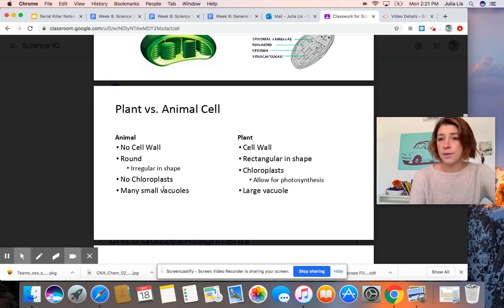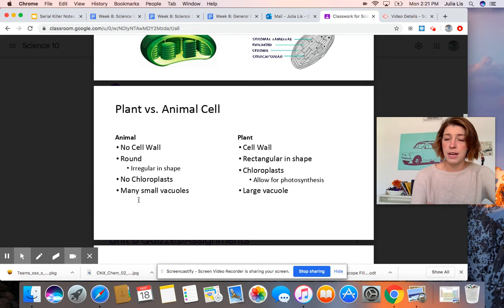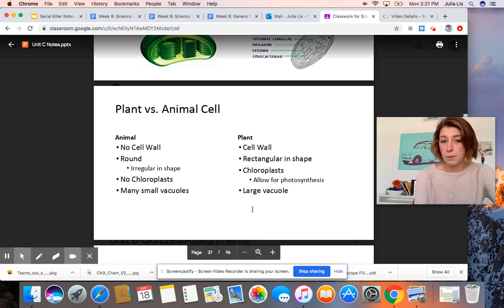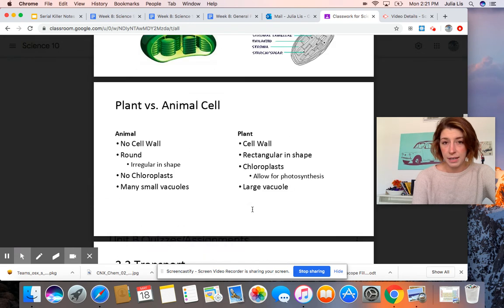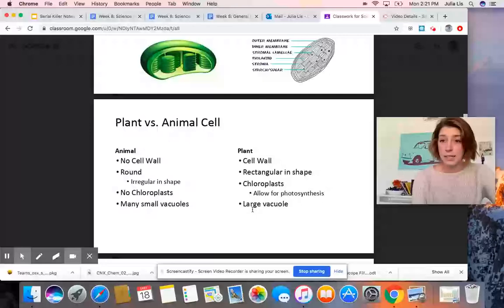Animal cells don't have chloroplasts. You and I are not green, but plants are. And animal cells, as I mentioned, have really small and a few vacuoles, whereas a plant cell will have a large singular vacuole.